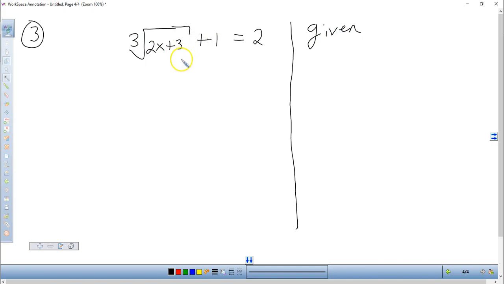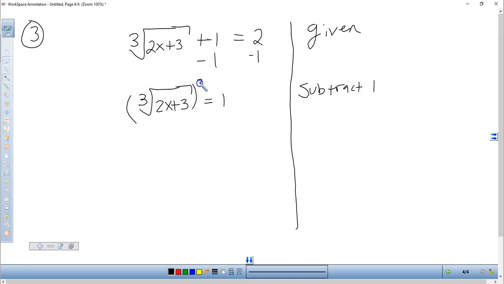Okay, so going through the steps, same thing, isolate radical, so subtract 1. Cube root of 2x plus 3 is equal to the number 1. Now I'm going to raise it to that power of 3, or cube it.